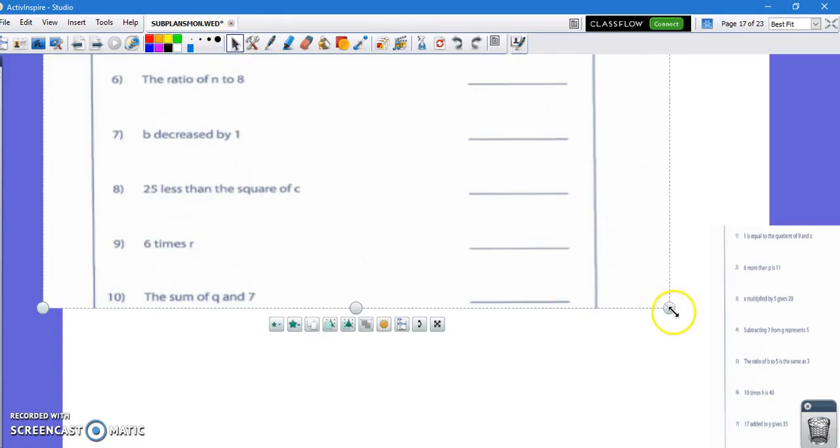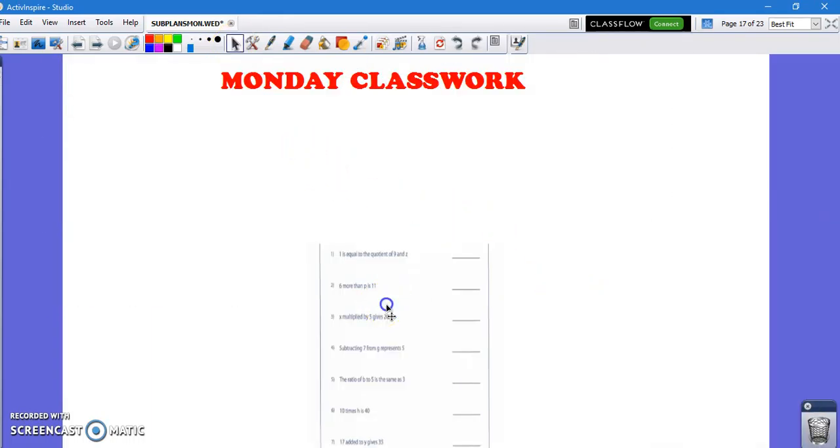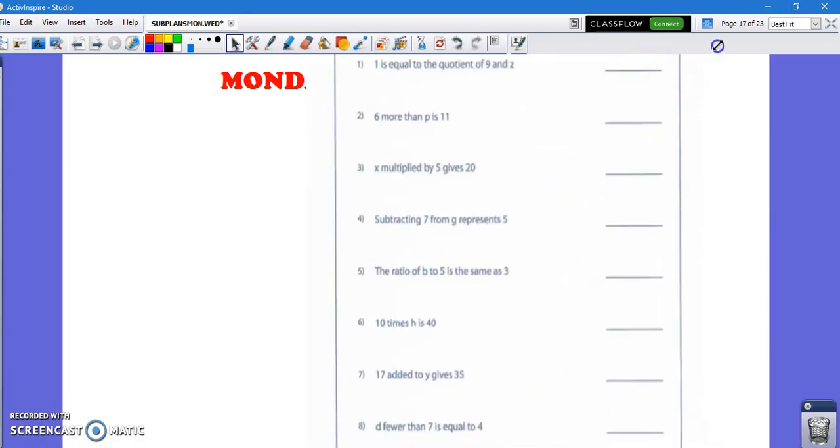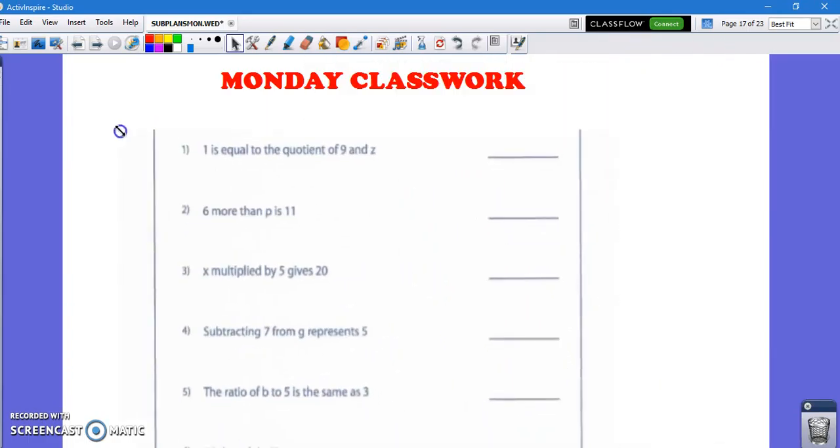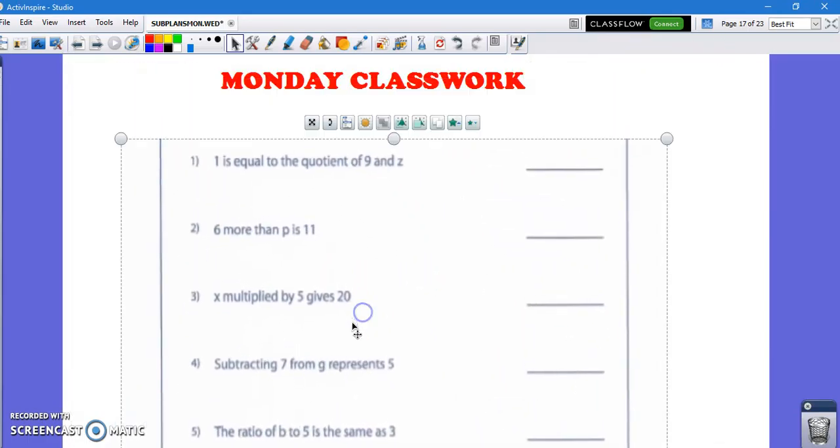All right, last classwork sheet is this one. And after this classwork sheet, you are free to work on the homework, so you can get some of that done in class. Or if you're already working on it, that's fine. Here we go.